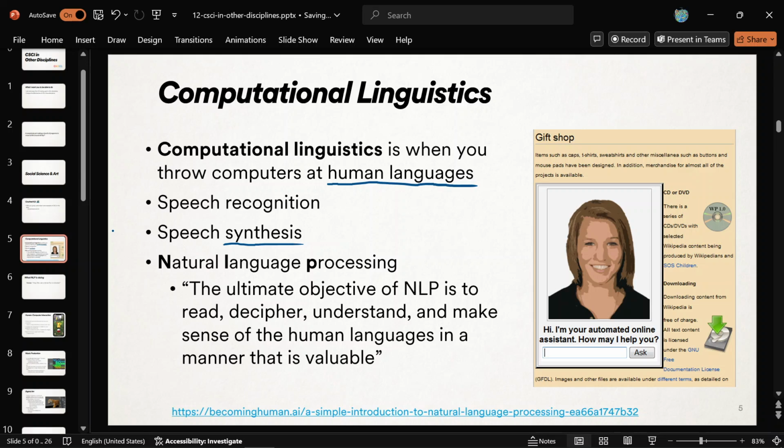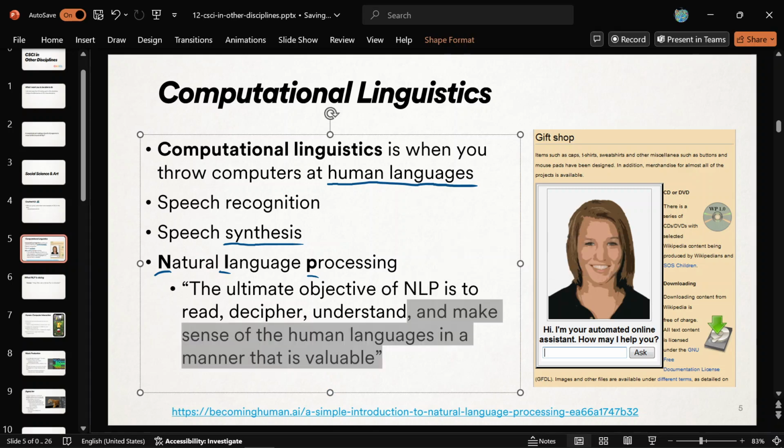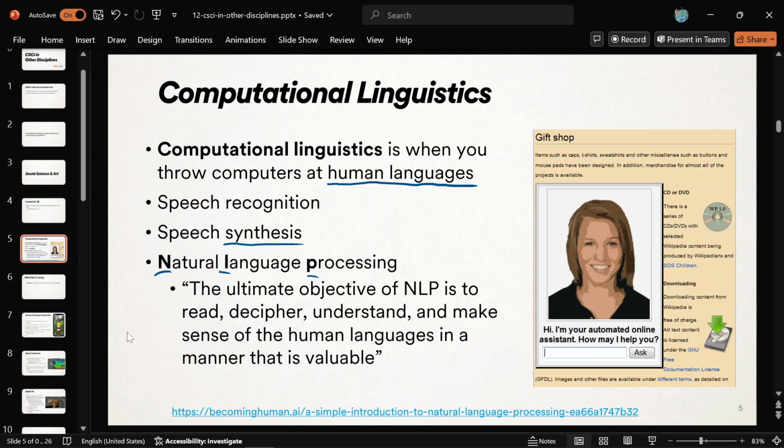This is all under the realm of computational linguistics, I would say, and the kicker is natural language processing. That's when you're throwing a text at a computer and having it understand it. So NLP for short. And here's a quote that I stole from the internet. The ultimate objective of natural language processing is to read, decipher, understand, and make sense of human languages in a manner that is valuable. So AI could count as that.